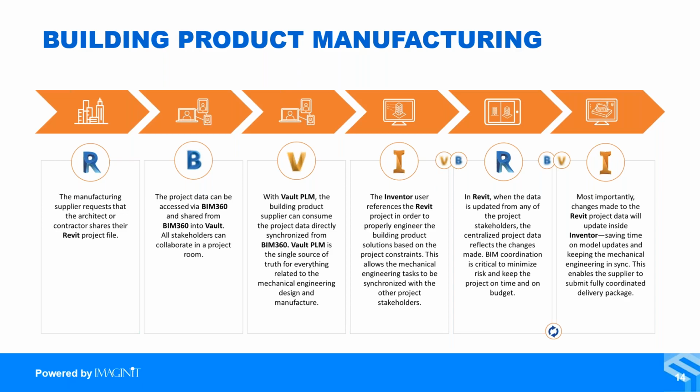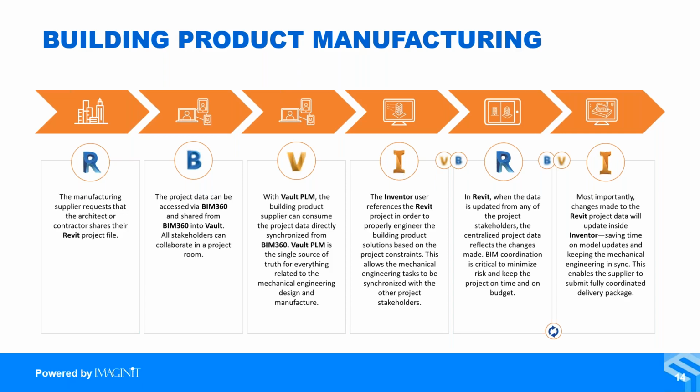This is the exact workflow that we're going to take a look at here in a moment. The idea would be, we start out, there's Revit, and there's a request. I'm creating something to be consumed in Revit. I can ask the architect or contractor to share the Revit file. And this is done through Autodesk Construction Cloud, and we'll show this in a moment. Then I can link into that either with my Vault, or I can reference it directly in Inventor. We'll show a couple of ways to do that.